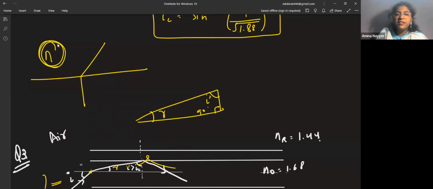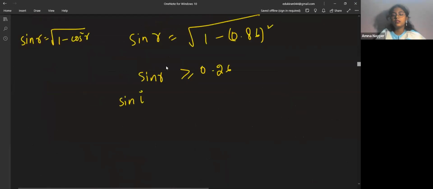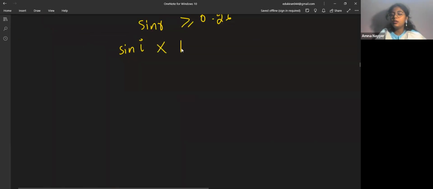This medium's refractive index multiplied by the sine of the angle formed here. This medium's refractive index multiplied by the sine of the angle formed here. So at this point, this is air and the refractive index of air is 1. This medium is air. So 1 into sine i is equal to 1.68 of this medium into sine r. This is the application of Snell's law. So sine i into 1. Medium, air. Refractive index 1. You have to remember the refractive index of air.